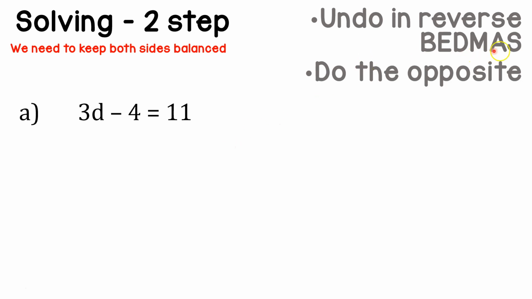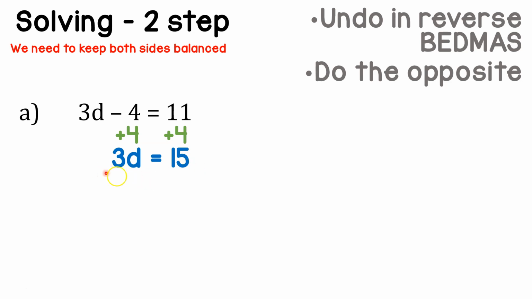So we're starting off with the addition and subtraction. You can see there's a -4 here. So we're going to add 4 to both sides to keep it balanced. If we add 4 to this side, it's going to become 3D. Add 4 to this side, it's going to become 15. So we end up with 3D equals 15.